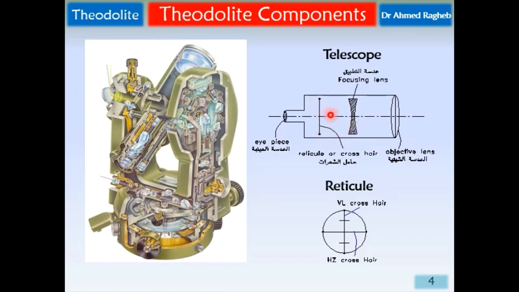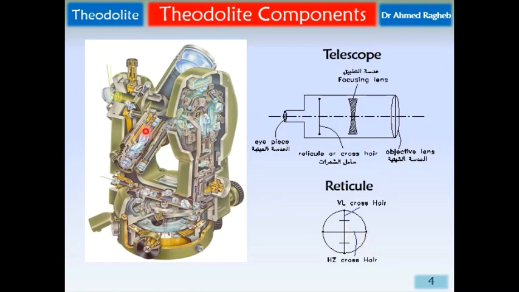The crosshair is required. This is a cross section in the crosshair. Vertical hair, horizontal hair, two stadia hairs. What you will do, you're going to point out using the crosshair to target points using the intersection of the vertical hair and the horizontal hair.